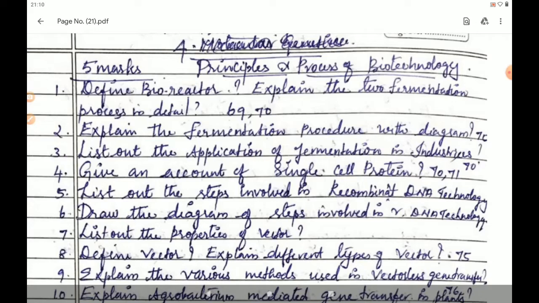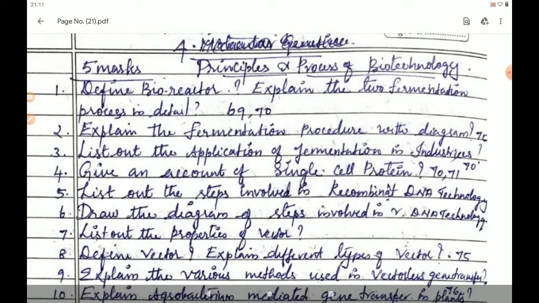Then next question, the fourth question, give an account of single cell protein. Answer is given in page number 70-71. Students, under the heading single cell protein, 4.2.2, first of all, you should write the definition of single cell protein. That also you studied for your 2 mark and 3 mark questions. SCP or single cell protein, define. That 2 mark you should write.